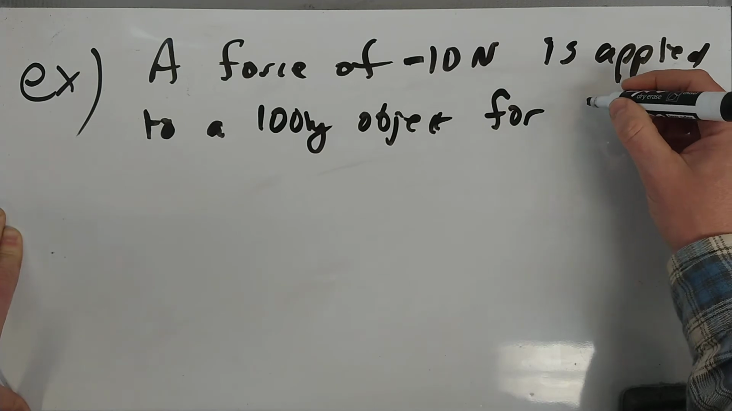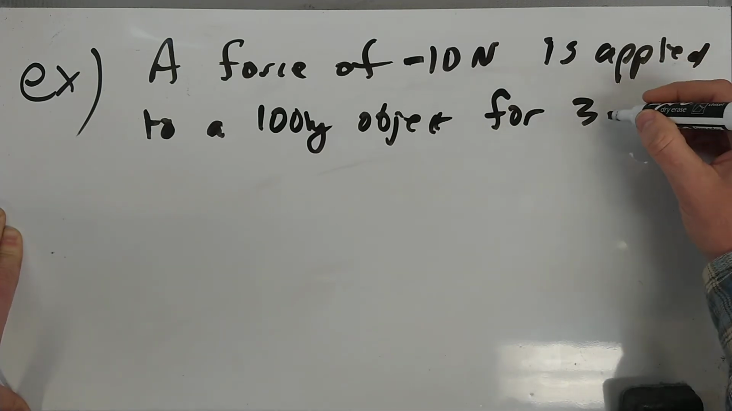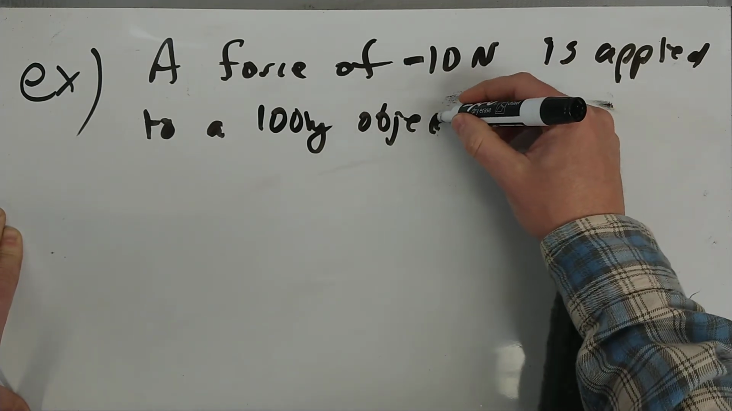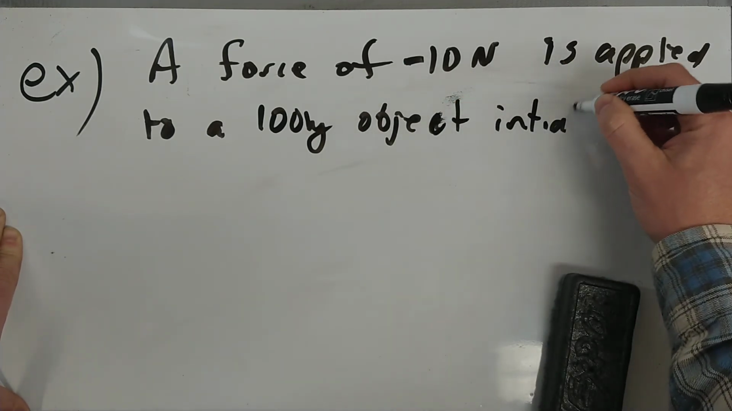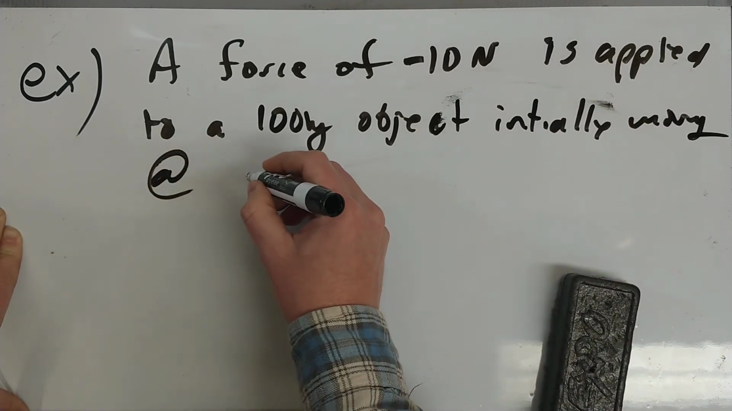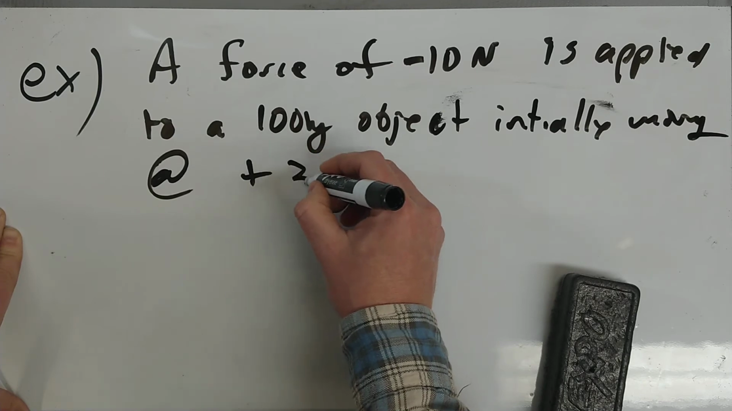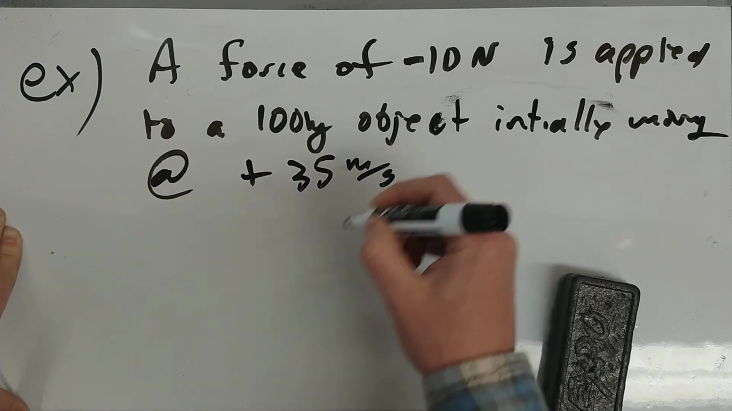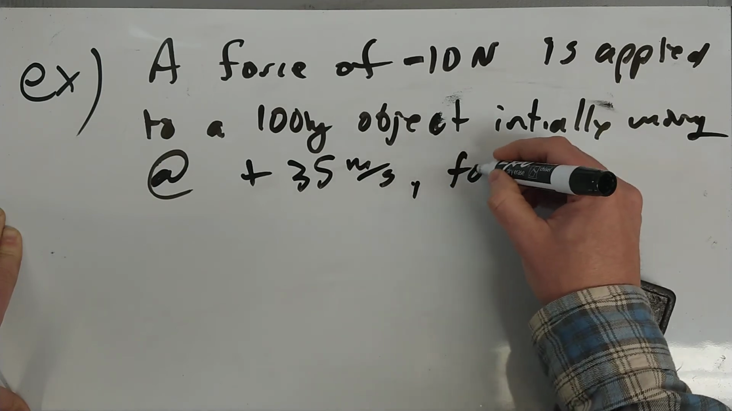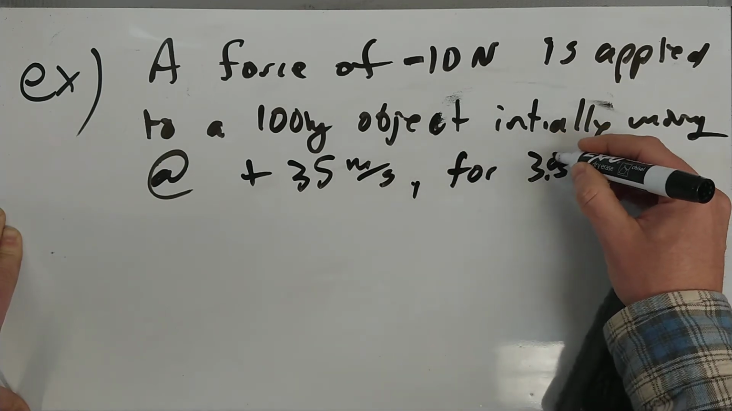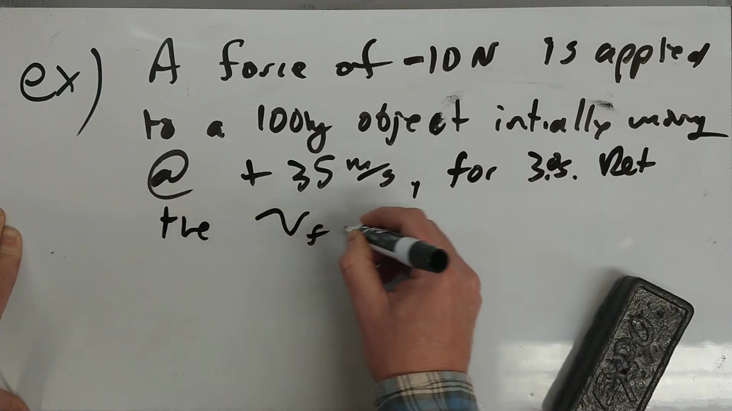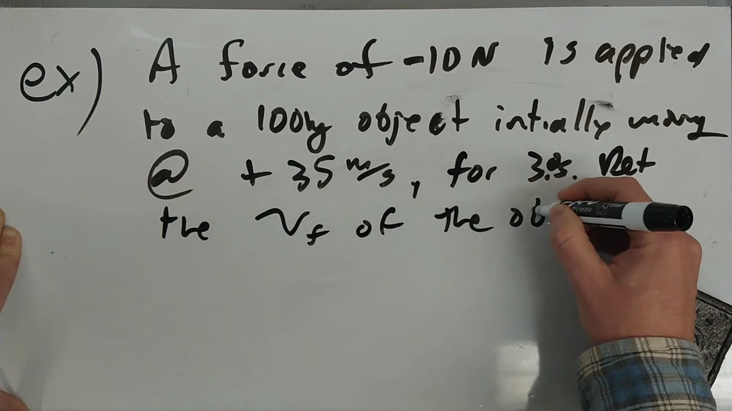for... I've got to give you the initial velocity. An object initially moving at positive, let's say, 35 meters per second for 3 seconds. Determine the VF of the object.